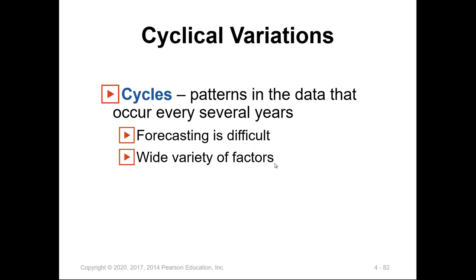Cycles are patterns in the data that occur every several years, and forecasting cyclical variation in a time series is difficult because cycles include a wide variety of factors that cause the economy to go from recession to expansion to recession over a period of years, maybe 5 to 10 years or more.